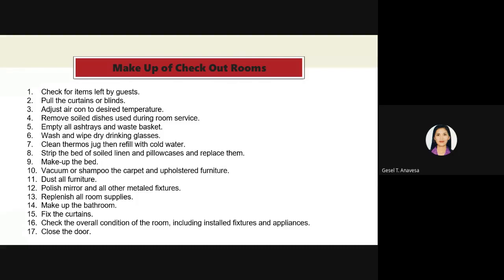Eight, strip the bed of soiled linen and pillowcases and replace them. Then you're going to make up the bed. I already discussed that in the previous process of making up the bed. And then you will vacuum or shampoo the carpet and upholstered furniture and then dust all furniture. And then the 12th, you're going to polish mirrors and all other metal fixtures. And number 13, replenish all room supplies and then make up the bathroom.